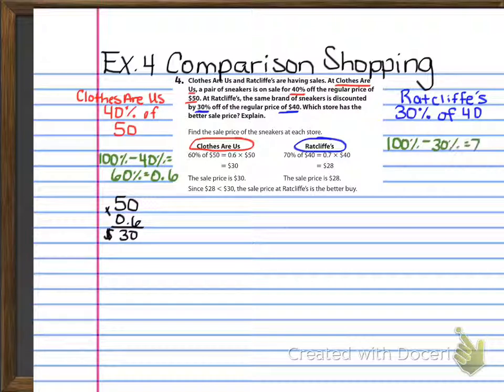The next side, you're going to do 100% minus 30% equals 70%. And then, of course, 70% turns into 0.7 when we change that to a decimal. So from there, you're going to want to go ahead and take the $40 price. Remember, that was our original price of $40 at Ratcliffe's. And you're going to multiply it by 0.7, because that represents the 70% that we're going to pay after the discount is applied. So at Ratcliffe's, you pay $28 for the same pair of shoes.